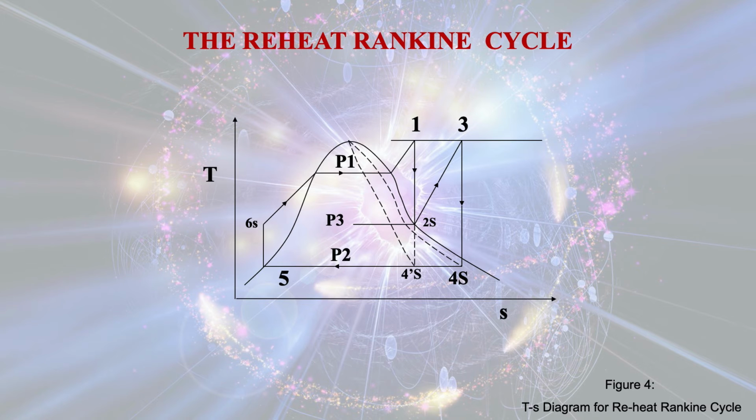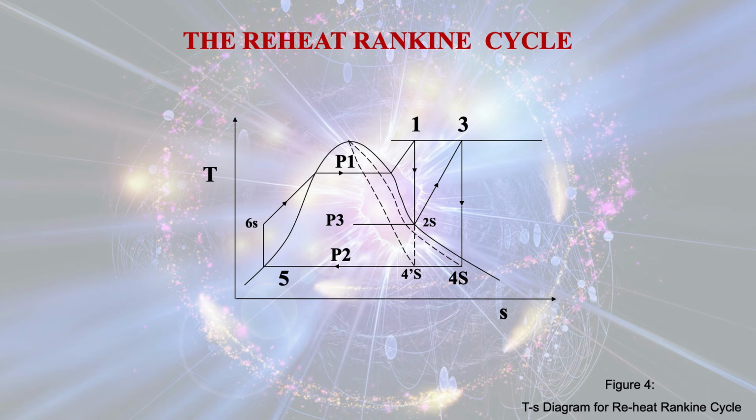is the exit point of the fluid in the low pressure turbine, and after that it is condensed in the condenser, and point 5 is the entry point of the pump, and point 6S is the exit point of the fluid in the pump.